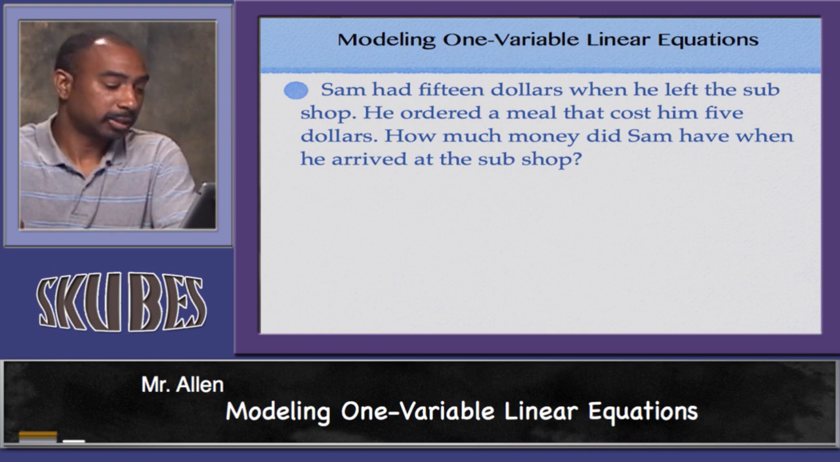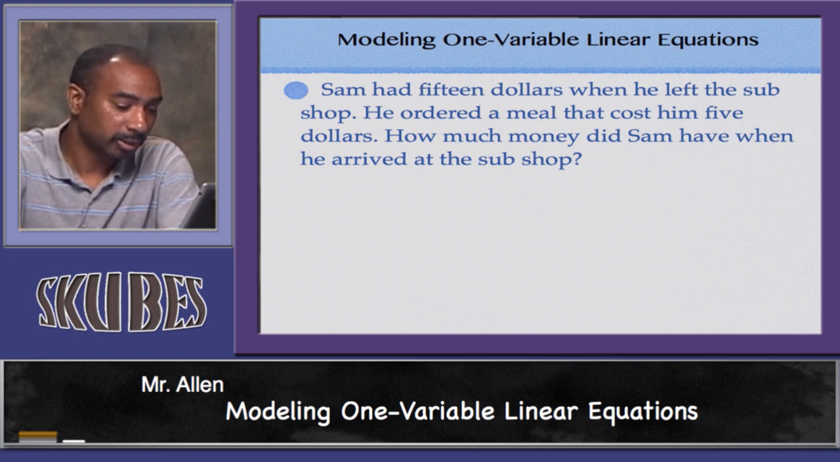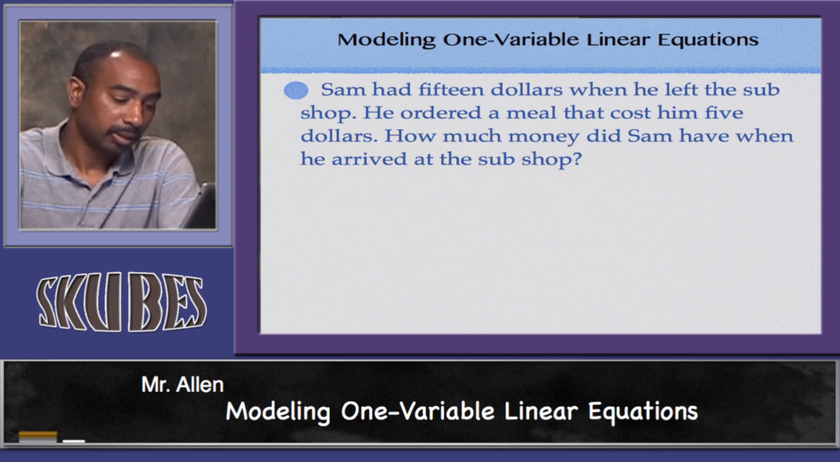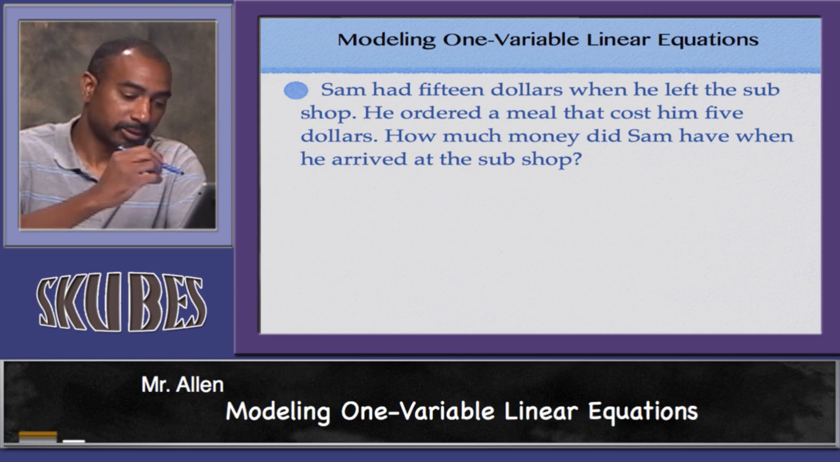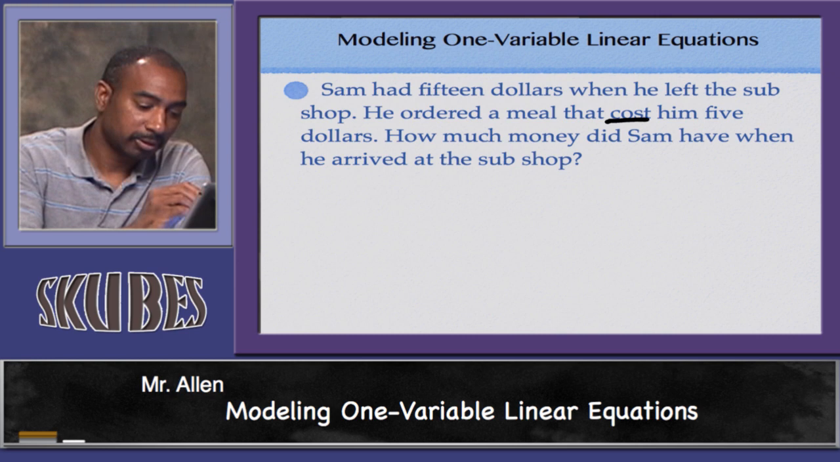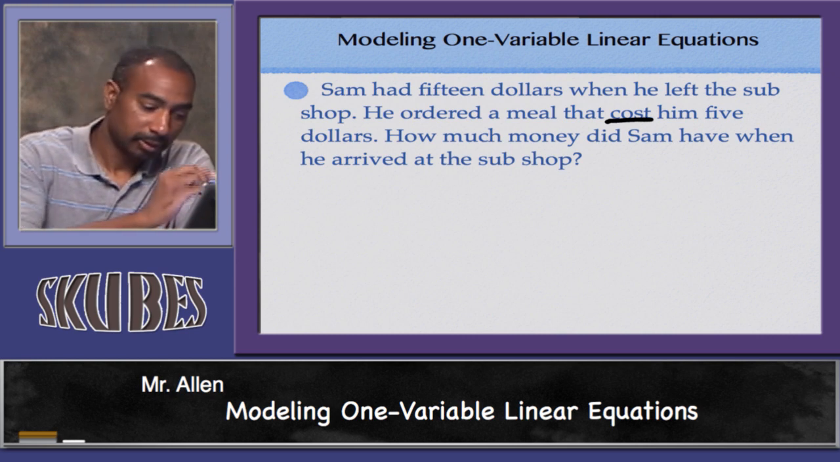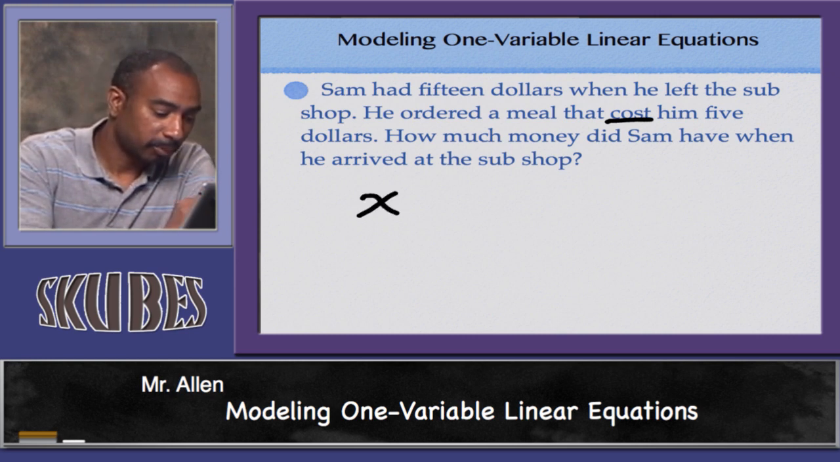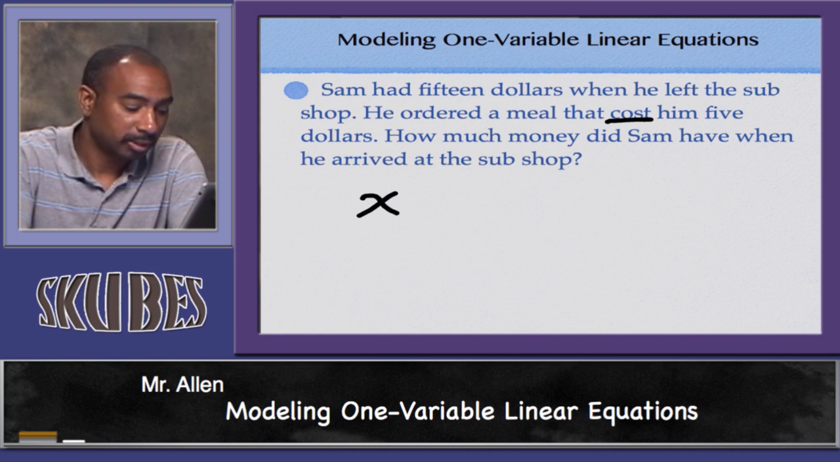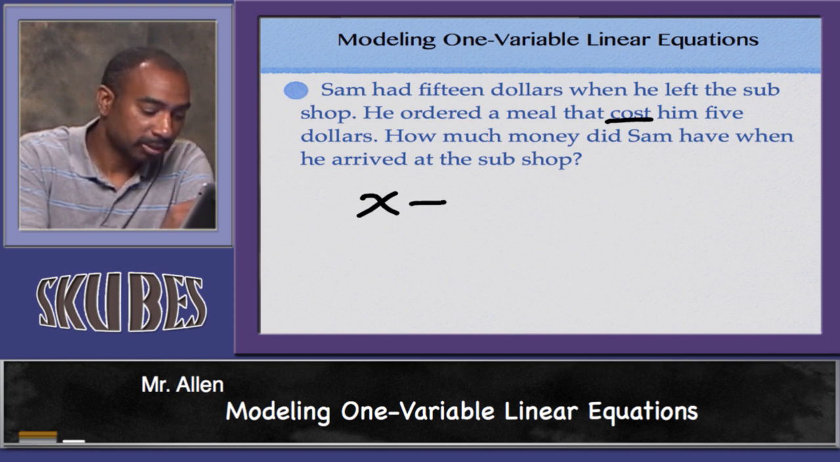Let's look at another. Sam had $15 when he left the sub shop. He ordered a meal that cost him $5. How much did Sam have when he arrived at the sub shop? When you see something like costs, you're going to think subtraction. So x can represent the amount of money he originally had, but he subtracted that amount, $5, because he spent $5.